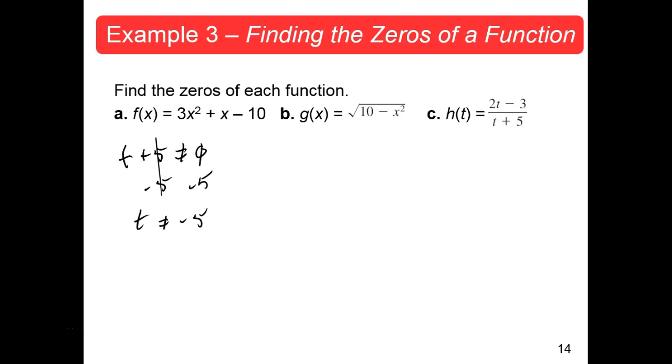So, what would we do? Finding the zeros of that function. We're on C now. What would we do? You told me before. Set it equal to 0. So we'll do 2t minus 3 over t plus 5 and set it equal to 0. Okay?